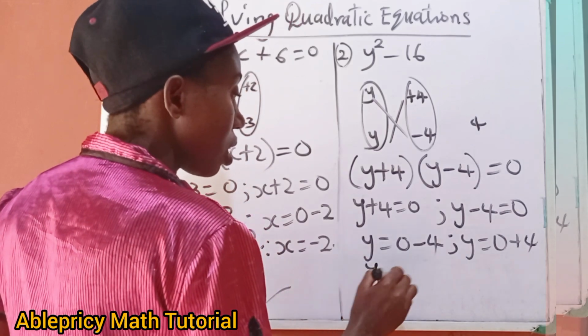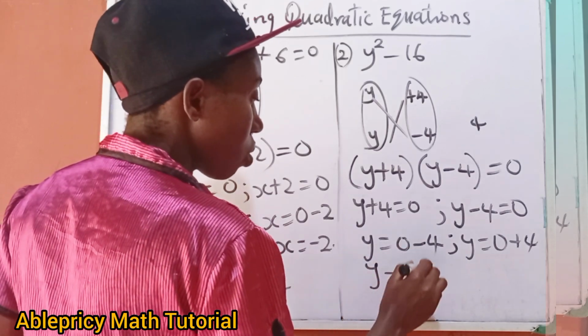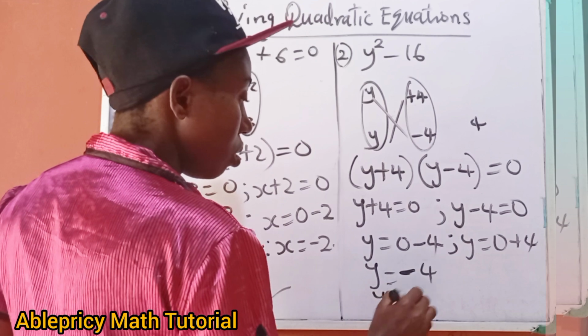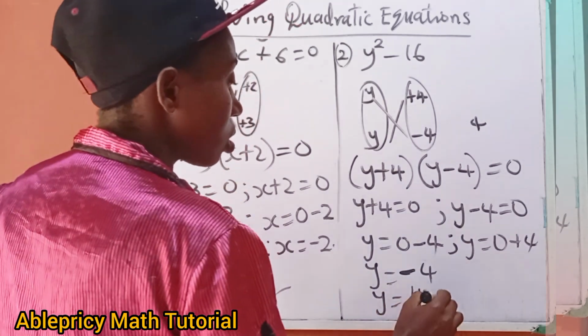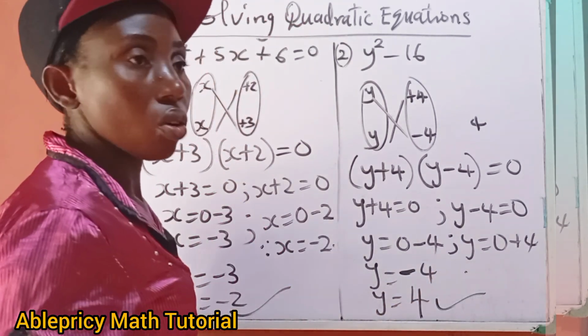So y can either be minus 4 or positive 4. This is our answer for the second problem.